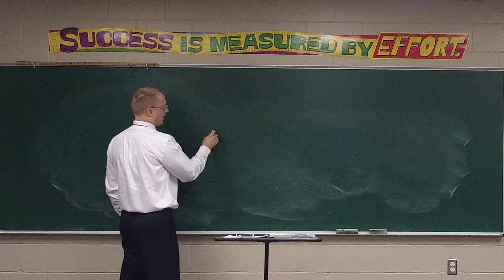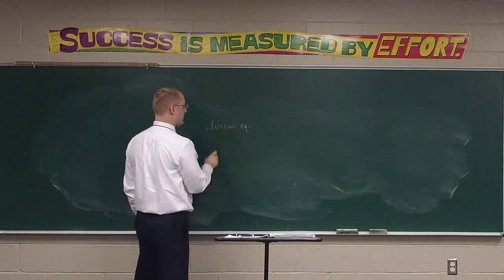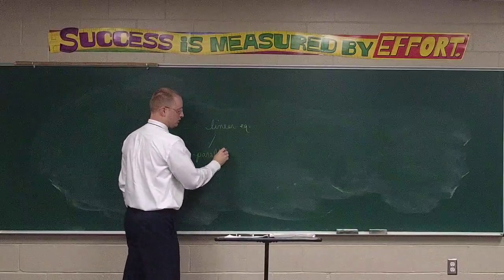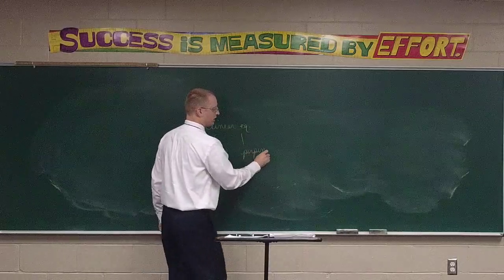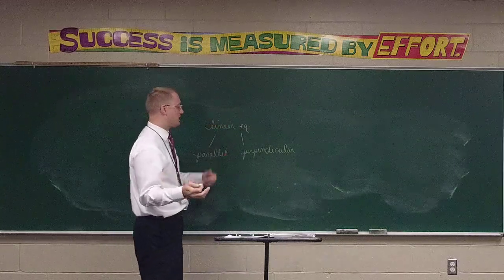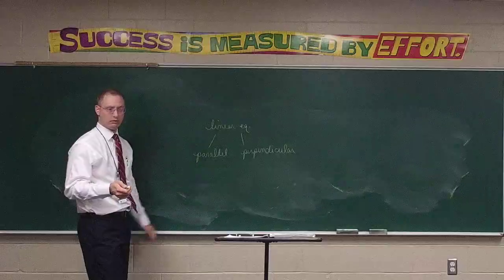Remember when we talked about graphing linear equations? We talked about the idea that linear equations could be parallel to each other. They could be perpendicular to each other, or they could just be intersecting. They could be neither of these things. What does it take for lines, linear equations, to be parallel?